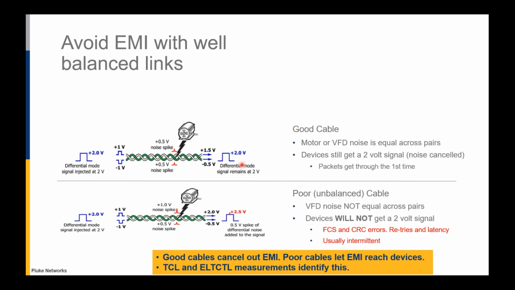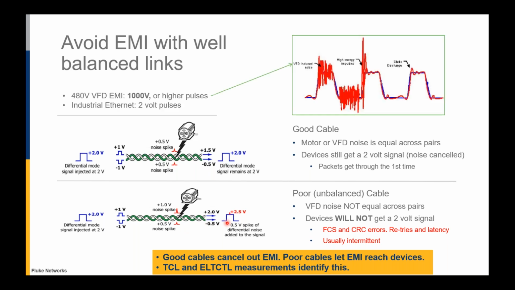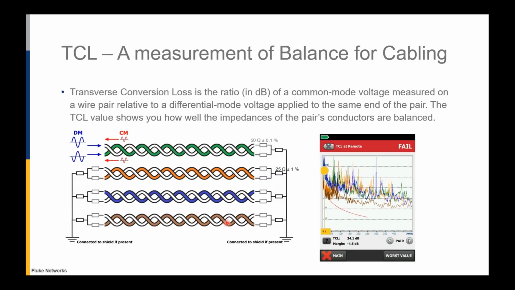Now, if the cable is not well balanced, as in this bottom example, we're not able to maintain the differential signal, and this generates our errored frame. Here's a quick look at this on an oscilloscope, and we see the noise on top of the square pulses that are being transmitted. So what is the way that we measure the balance of the cable?